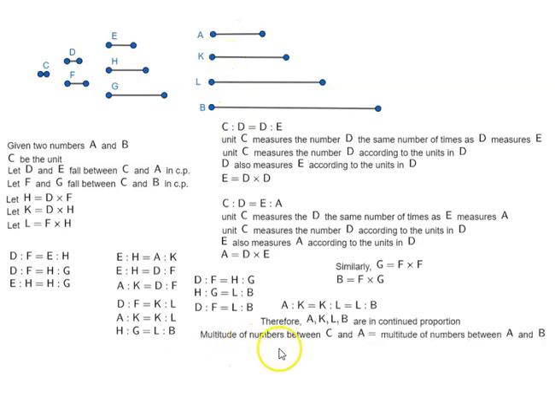The multitude of numbers between C and A is equal to the multitude between A and B. So here we have two numbers between C and A, and we have two numbers between A and B. Similarly, the multitude of numbers between C and B is equal to the multitude of numbers between A and B, which is what we had to prove. That is proposition number 10 of book 8 of Euclid's Elements.